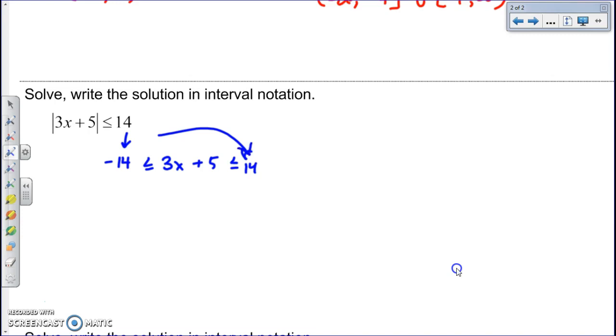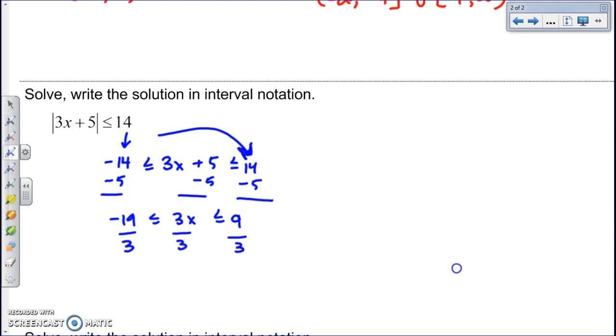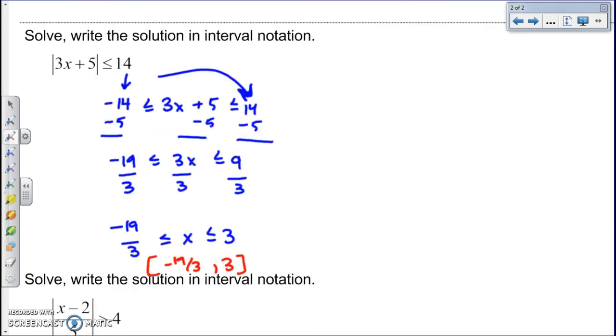Like we learned when solving inequalities, you simply solve this like you would an equation, but whatever you do to one side, you must do to all three sides. So if we divide by 3, we have to divide everything by 3. So x is between negative 19 thirds and positive 3. Take a moment to pause this video to write your answer in interval notation. There's your answer in red.